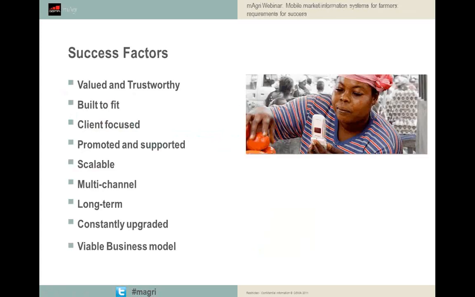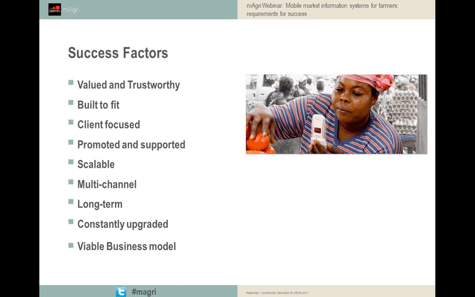Good morning, everybody. I just want to go through some of the basic issues I think that are relevant to most MISs that are being developed at the moment. As John has said, there's a lot of different types of systems being set up, but I think these are some of the key factors you need to get right in order to really have an impact on the farming community. So, key things. Any system that you set up has to be really valued and trustworthy by the target audience. It needs to be built to fit the purpose. Clearly, it has to be very client-focused. And if you do set up these sort of things, it's got to be well promoted so that people understand the system and can engage in that process.